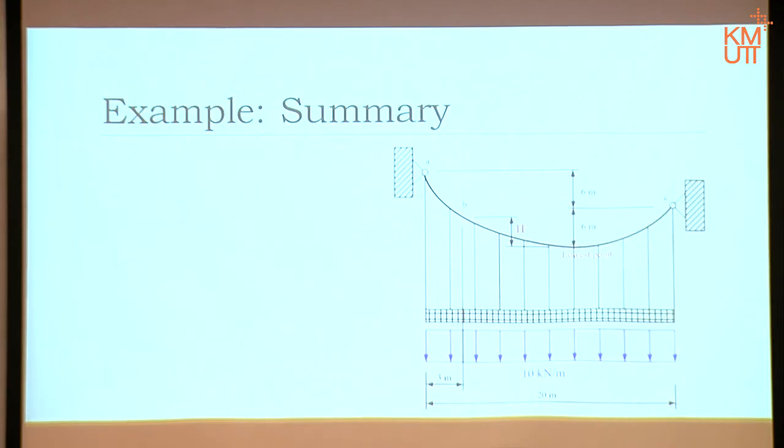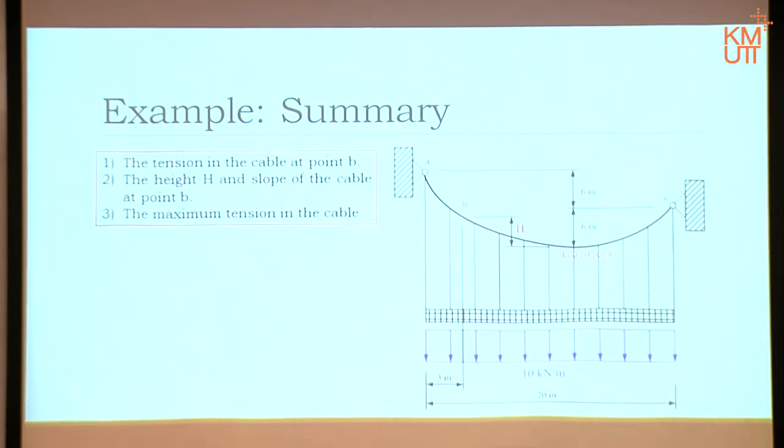In summary, let's check the question a little bit so we know we answered everything. Tension at point B, there we are. The height and the slope at point B, there we are. H is YB, we calculated. And then the last one is maximum tension. That's the whole complete answer. Again, I don't think the calculation is that difficult. It's just the picture you have to figure out.